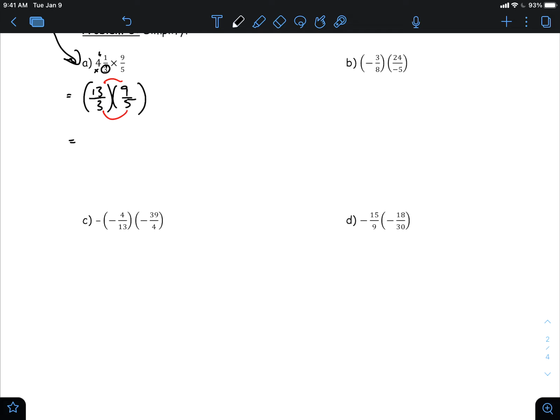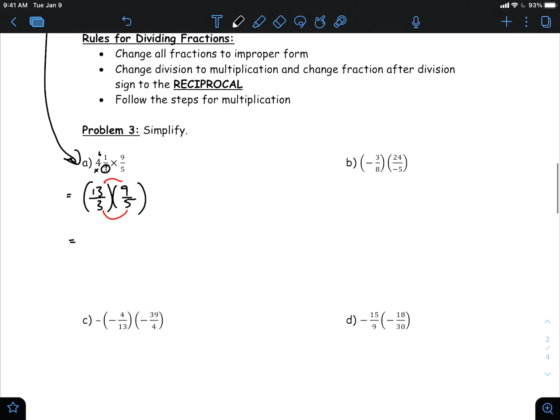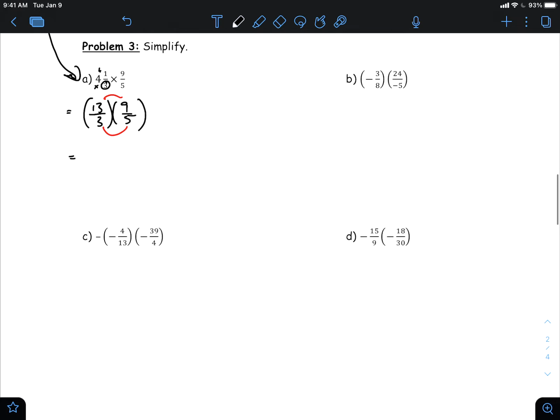Yes, Aaron? It's faster if you just cancel out the 3 and the 9. Okay. I will do that in a sec, Aaron. Yes, that's worth doing. Let's do it this way because I think this works. And then I'll show you what Aaron just said as well. So we get, what did I say?